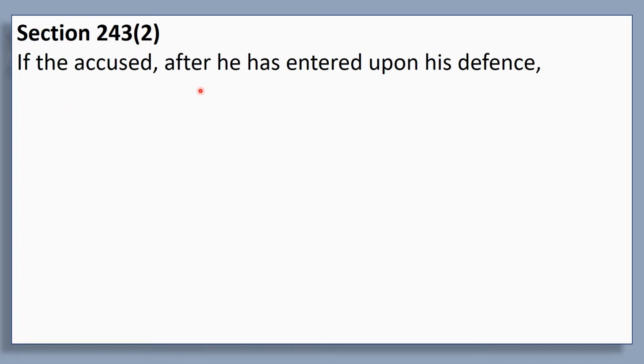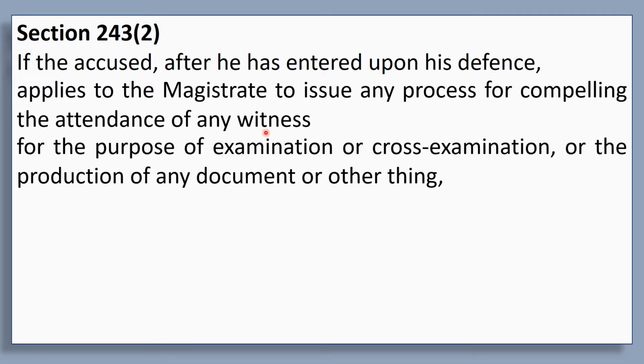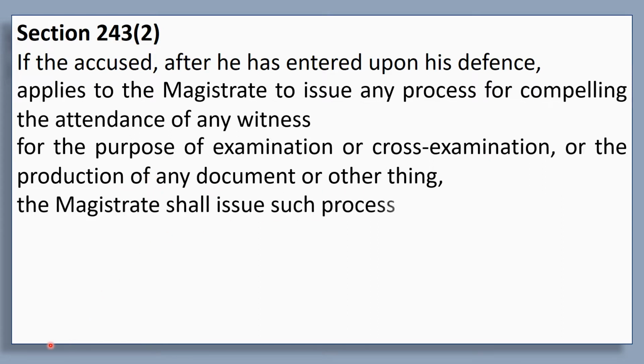And subsection 2 informs us, if the accused after he has entered upon his defense applies to the magistrate to issue any process for compelling the attendance of any witness for the purpose of examination or cross-examination or the production of any document or thing, the magistrate shall issue such process. So subsection 2 is informing us that the accused can request the magistrate for the attendance of any person or a thing or a document needed for his defense, to be cross-examined or examined, and the magistrate will definitely allow it.